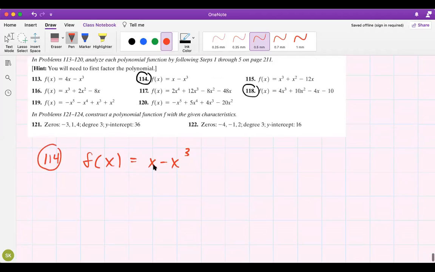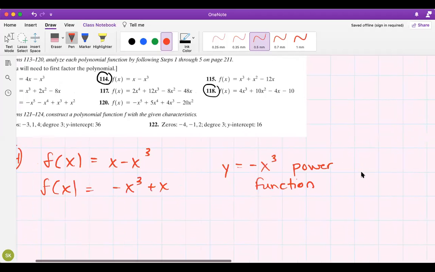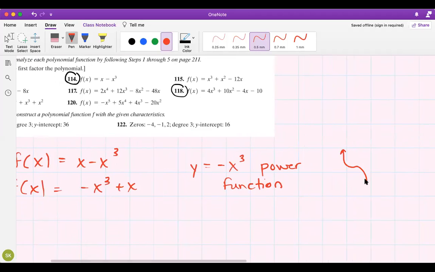So what I'm going to do first is put this leading term in the front. So I'm going to rearrange this to negative x cubed plus x. Just move this in the front here. And then I'm going to put over here the power function. Y is equal to negative x cubed. That's the power function, which tells us that we are looking like x cubed, but flipped because of the negative.